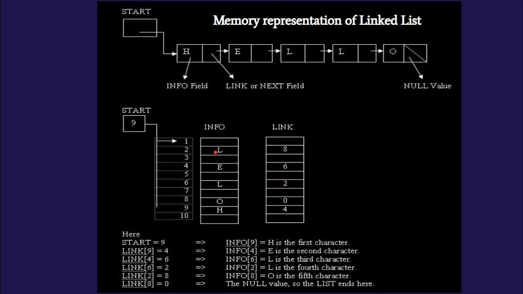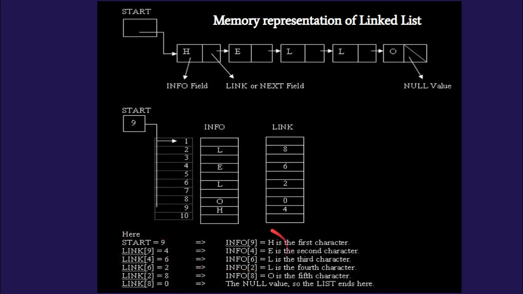So we follow this way. The word is H followed by E, followed by L, and followed by L, and finally this L has the pointer 8. That means 8 contains the next letter. So come to 8. 8 contains the letter O, and the pointer of this letter O is 0, which means the list is over. We come to the end of the list. This is how the elements of this linked list are traversed, or found.